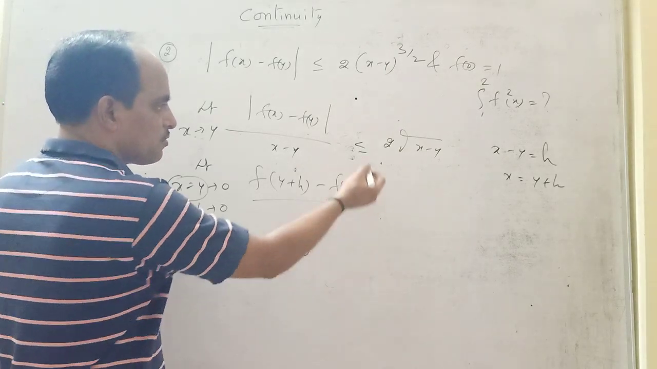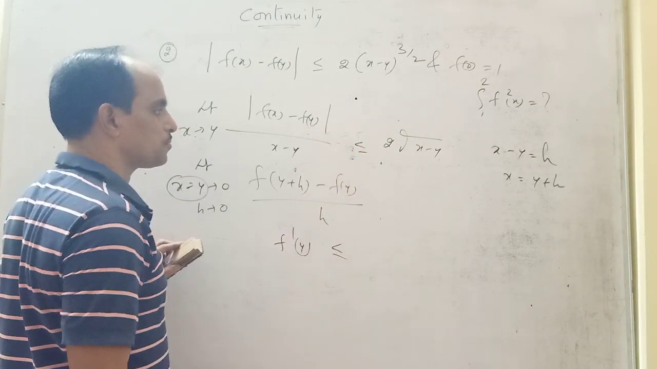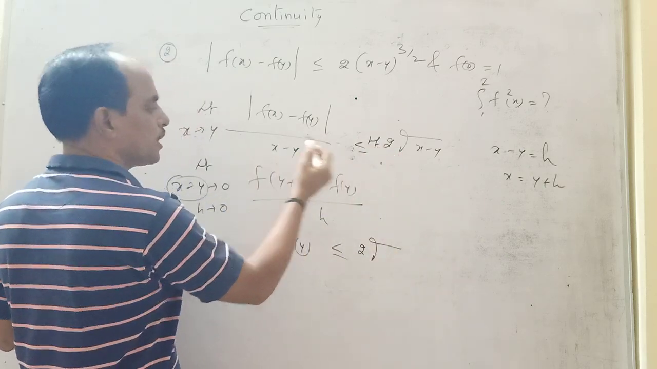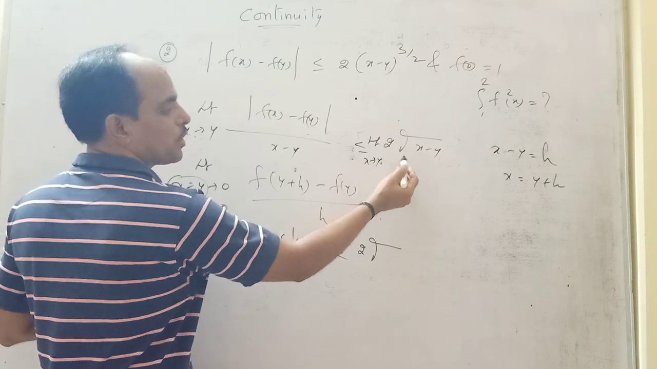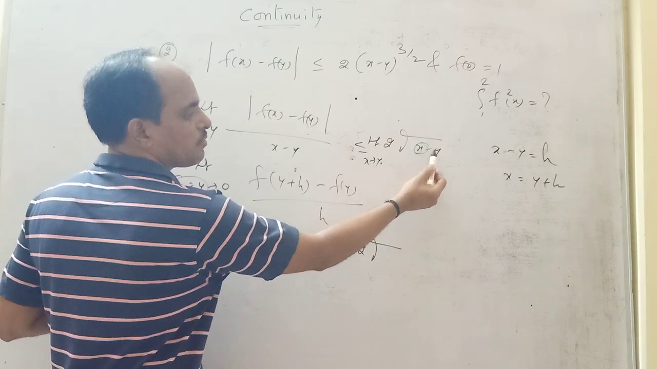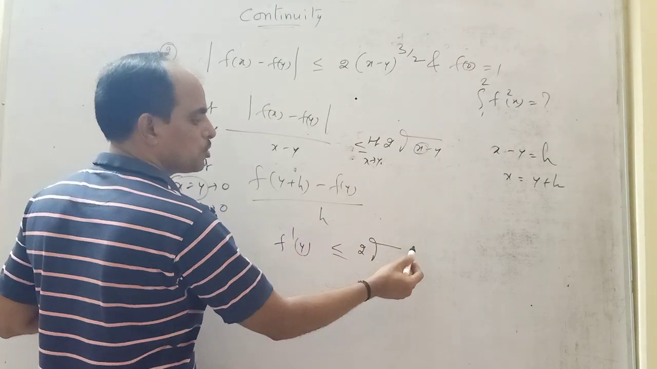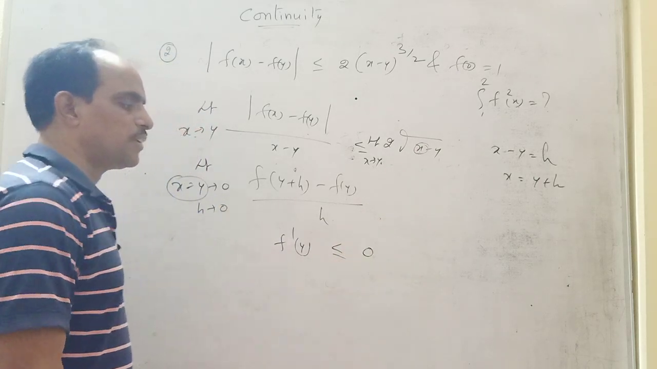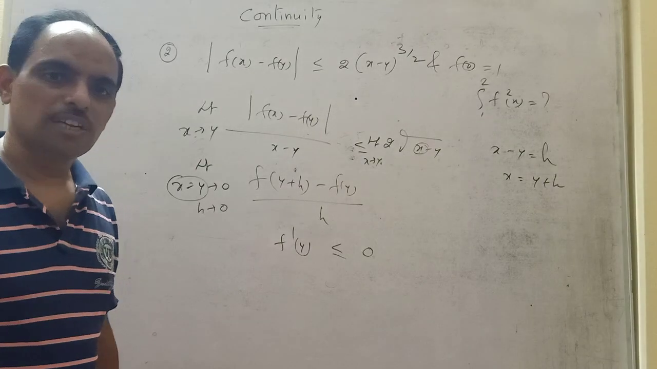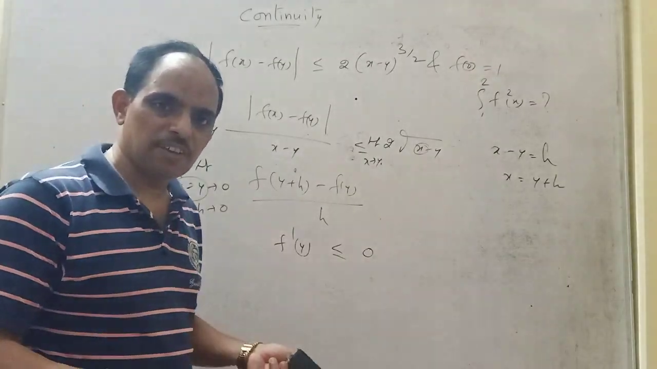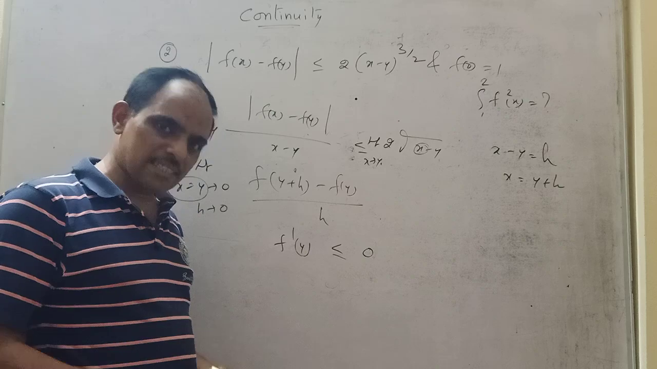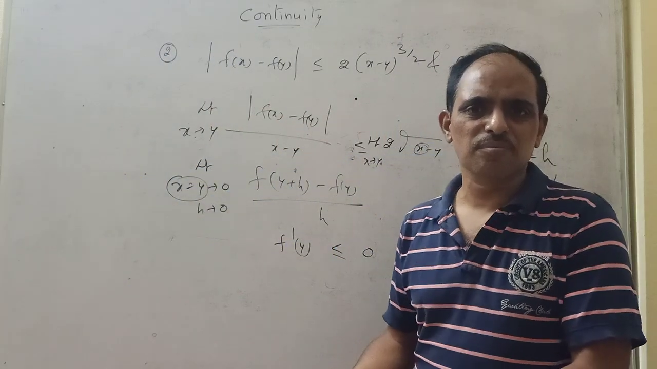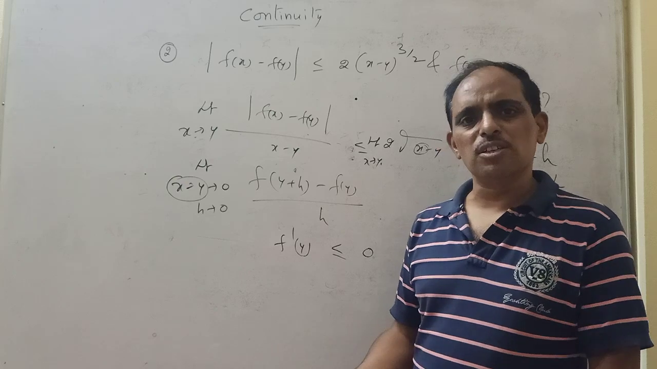Okay, f dash of y is less than or equal to 2 into root of x minus y. We have to apply the limit here also, x tends to y. X tends to y means you replace x with y, y minus y is 0. So 2 into 0 is 0. So this value becomes 0, and f dash y is less than or equal to 0. F dash y, the derivative of the function, is less than or equal to 0, which is nothing but a constant. Okay, so it is just a constant.